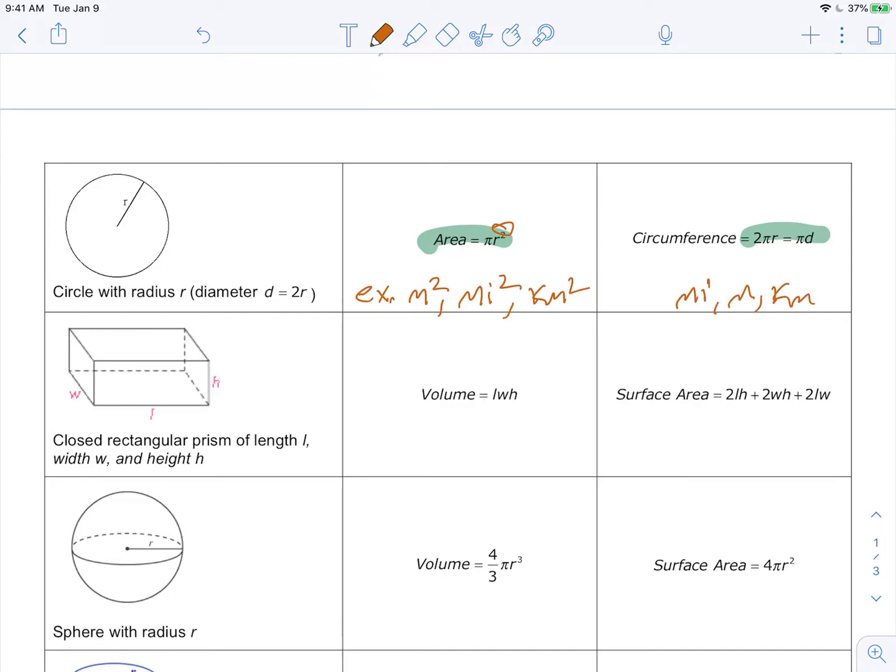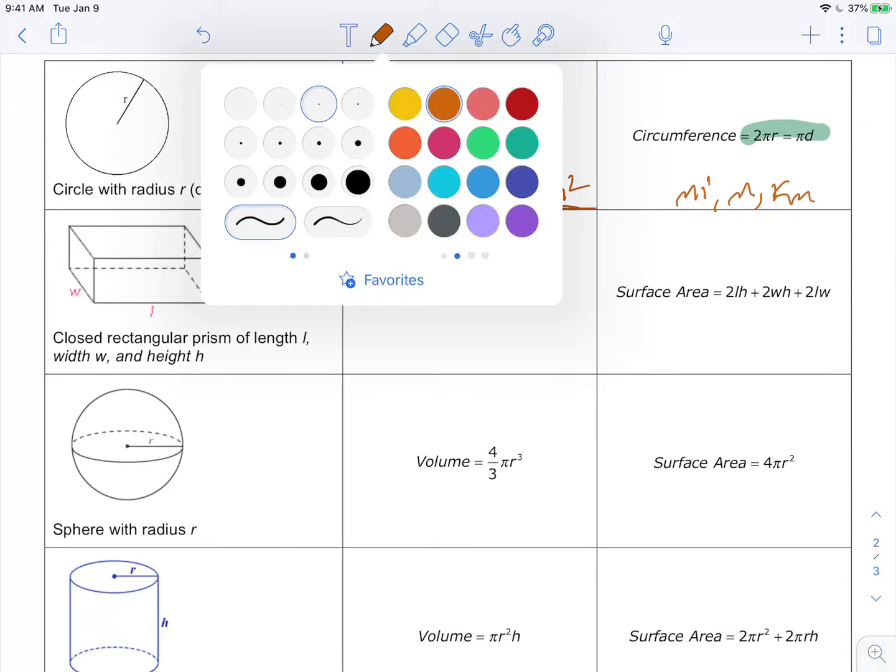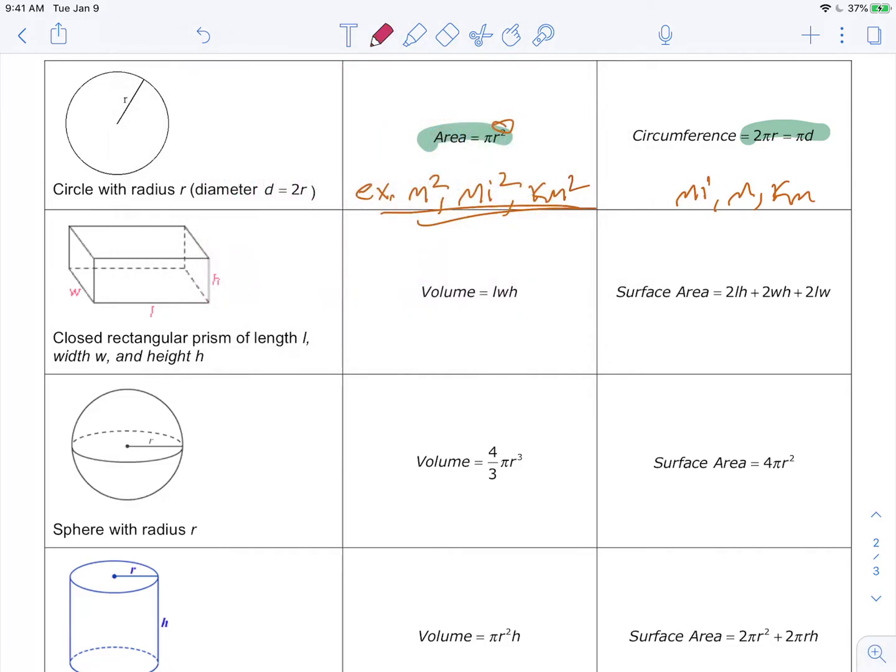Right? So it's not squared. Therefore, the radius has to be squared because all the units are squared. Over here, three-dimensional objects, the volume is length times width times height. This is for a rectangular prism.